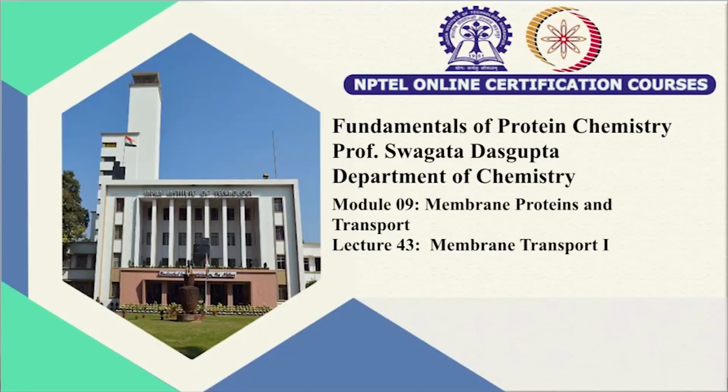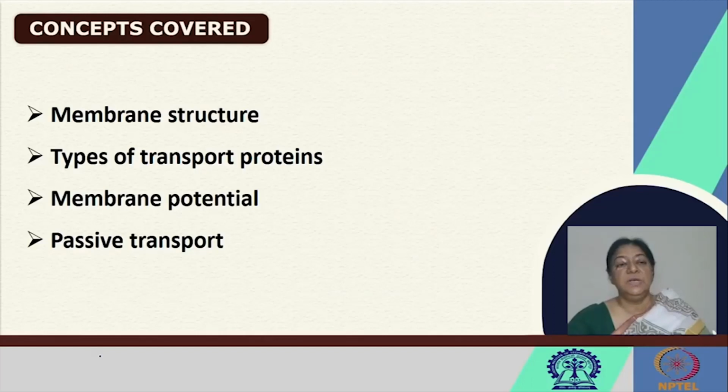We begin our discussion on membrane transport. In the previous two lectures, we have looked at membrane proteins, how they are embedded in the membrane, and the different types that are possible. What we will do in these two lectures is look at the types of transport proteins, what we mean by membrane potential, and look at passive transport in this lecture. And in the next lecture, we will look at active transport and discuss a few problems.